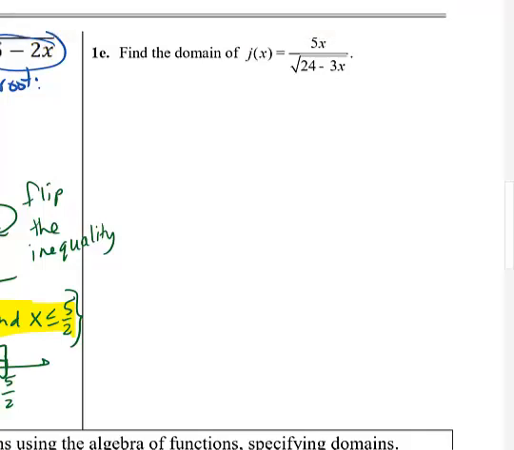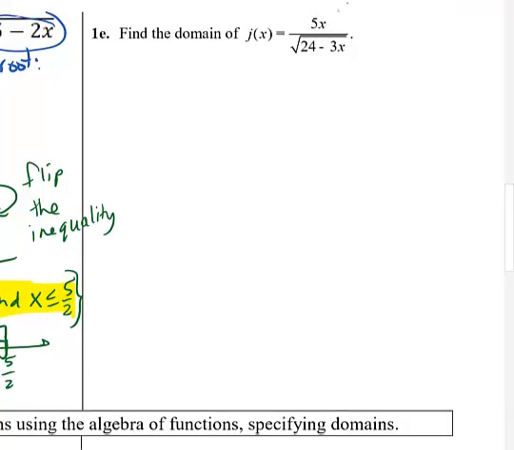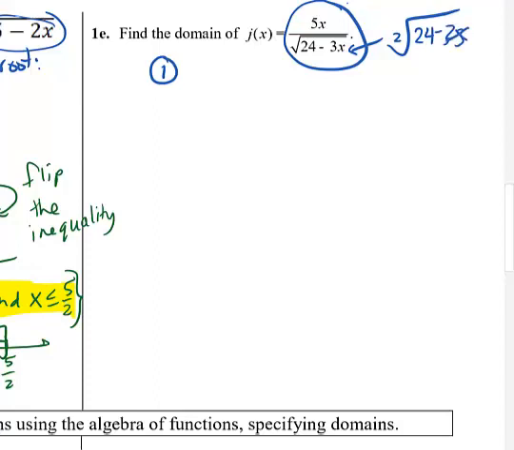Let's see, this last one here, before we move on to the next thing. I want us to find the domain of this function. If I consult my steps, the first thing I was supposed to look for was an even root. And this is an even root because it's a square root. There's a little invisible 2 as the index there. So since there's an even root, I'm supposed to take what's inside the root and set it greater than or equal to 0, and solve that.